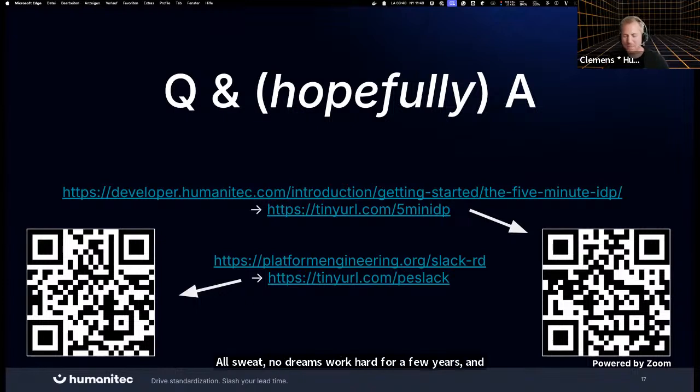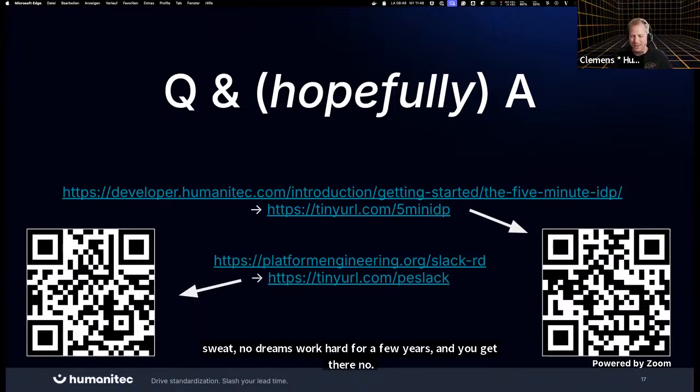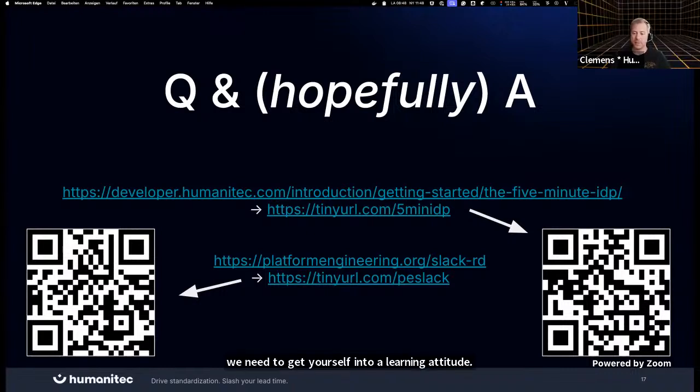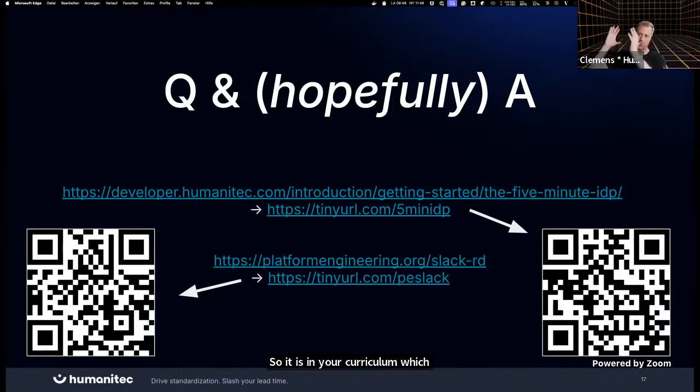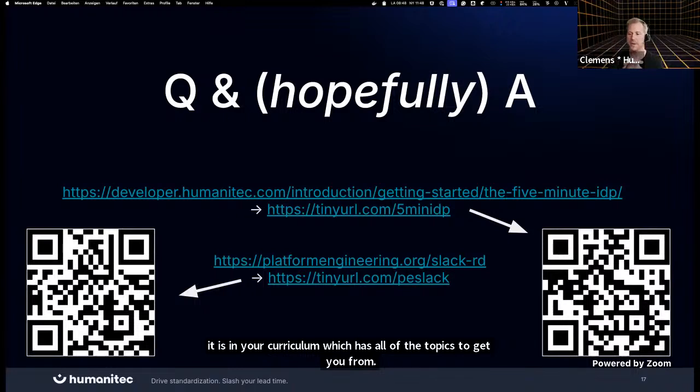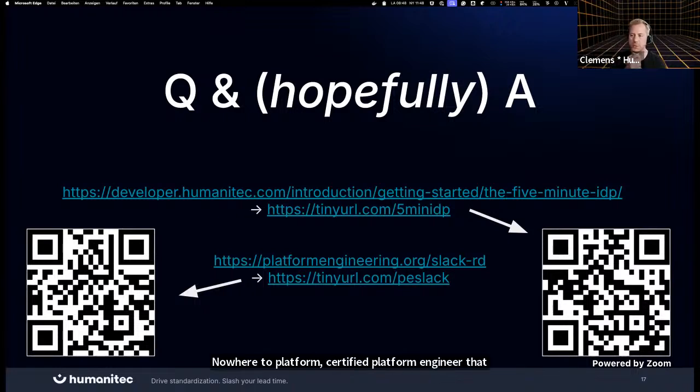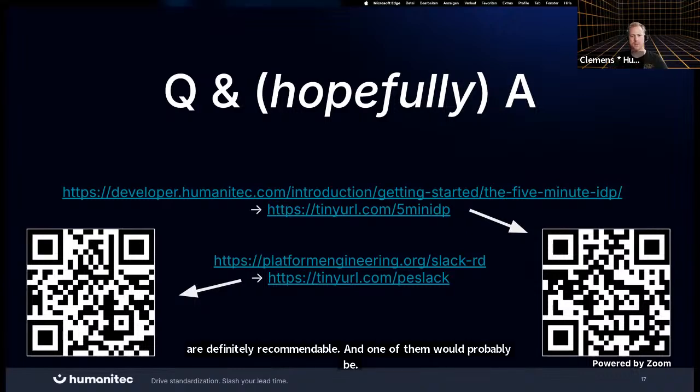No, just joking. Obviously, you need to get yourself into a learning attitude. But the quickest way possibly is to actually take a peek at the platformengineering.org courses. So there's a new curriculum coming up, which has all of the topics to get you from nowhere to certified platform engineer that has all of the right knowledge to actually start in that domain. Apart from that, there are a few other resources which are definitely recommendable. And one of them would probably be Roadmap.